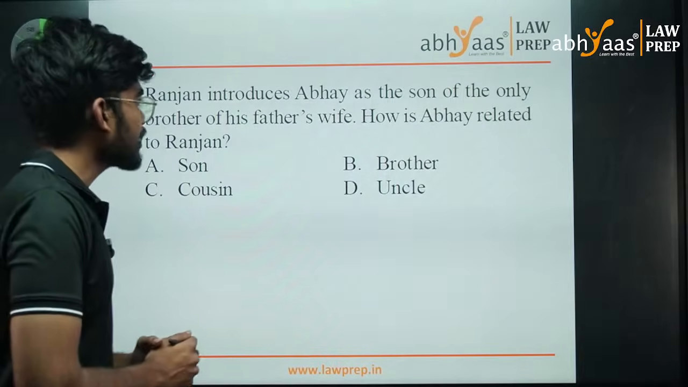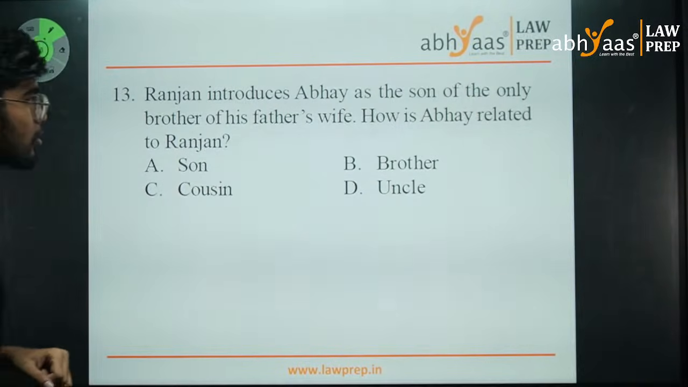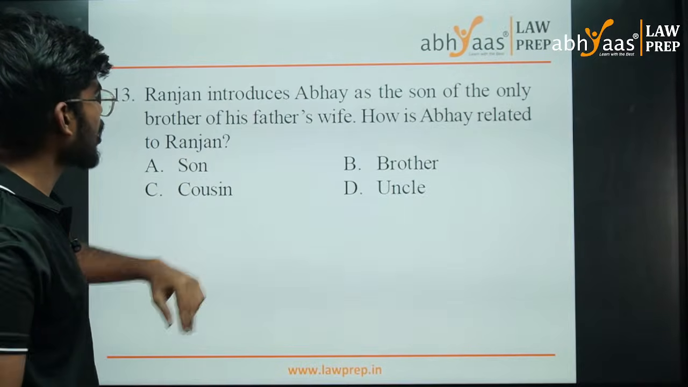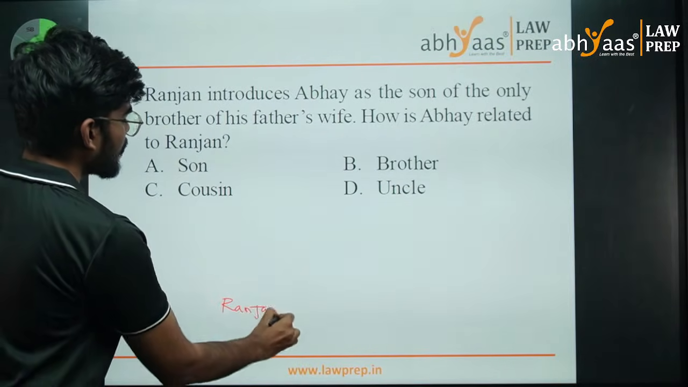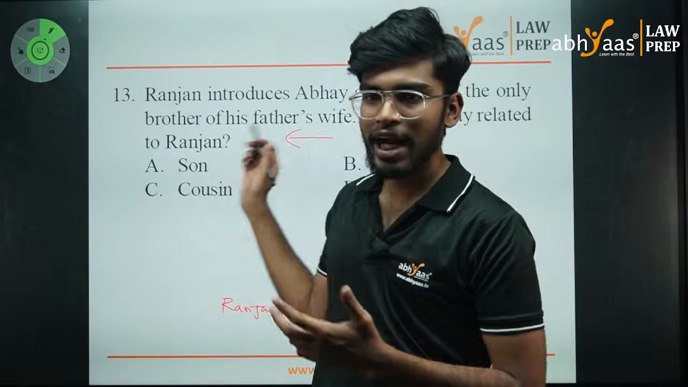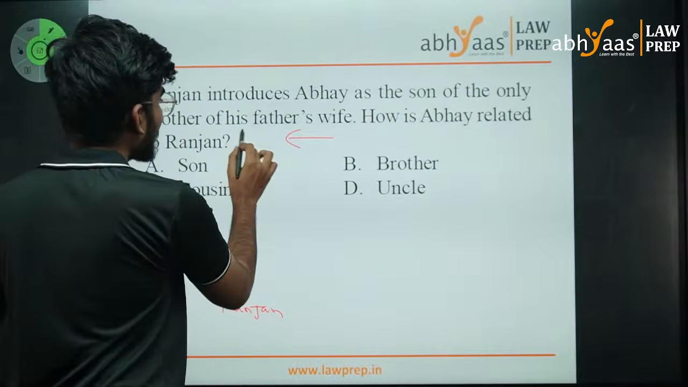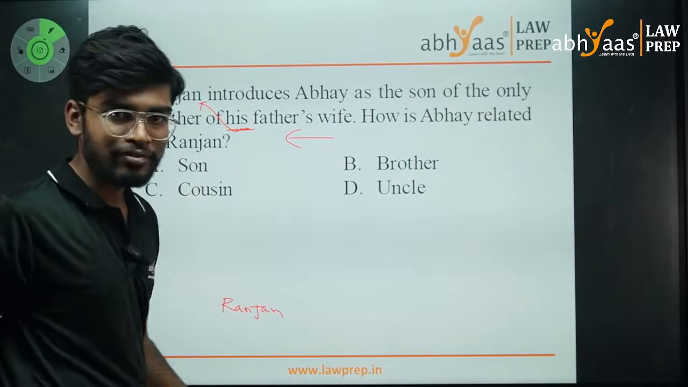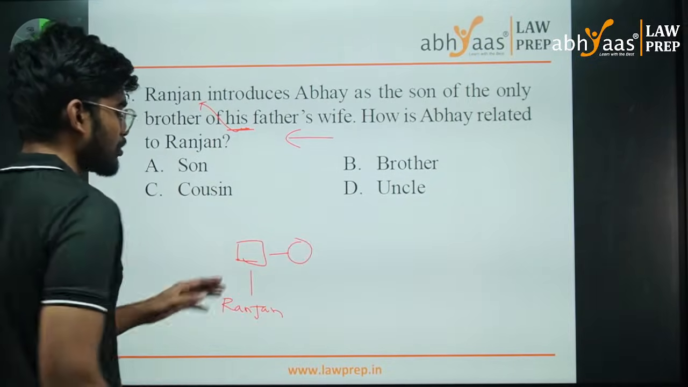Ranjan introduces Abhay as the son of the only brother of his father's wife. So that means here father's wife. We are coming from the back so that it will be easy. Of course, you can do it from the start as well, but if you come from the back, it will be easy. See, his refers to this person, Ranjan. Ranjan's father's wife. That means Ranjan's mother directly.